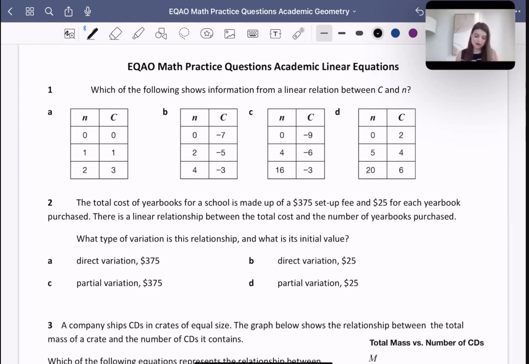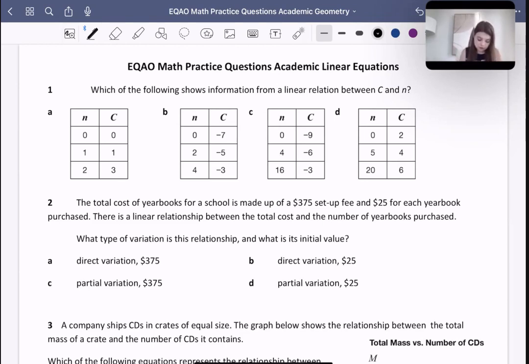The first question says, which of the following shows information from a linear relation between C and N? Now, how do we know if something is a linear relation or not? It's if the first differences are the same, right? If the first differences are the same, then it's a linear relation, okay? And I should also mention the x values must be evenly spaced, okay, for it to count.